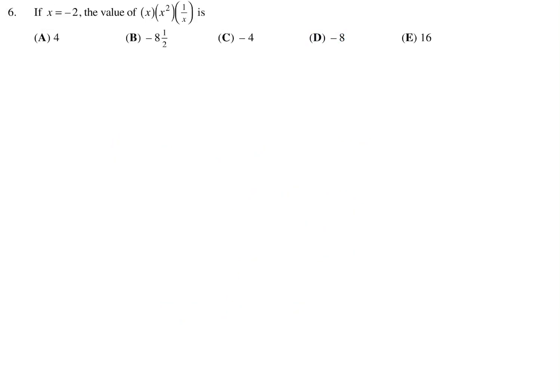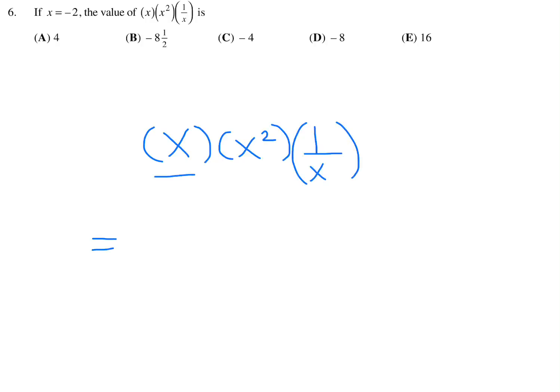If x equals minus 2, the value of x times x squared times 1 over x is? Well, the first thing we want to do is simplify this before we plug in the value of x. And you'll notice one thing is that the x here and the 1 over x cancel out. They basically become x over x, which is just 1. So all you are left with is just x squared. Then you plug in the value of x equals minus 2, and that essentially gives you minus 2 squared, which is positive 4. So the answer here is A.